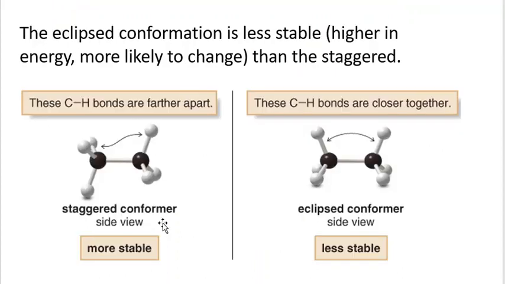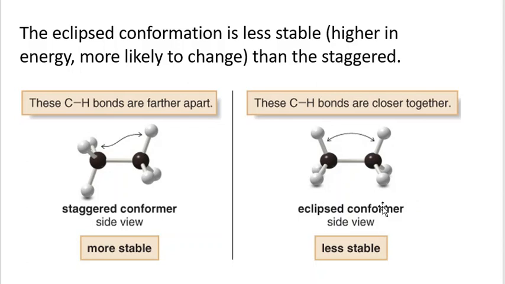So recall that there's two extremes of conformations for ethane. We have the staggered conformer, which is on the left, and the eclipsed conformer on the right. The staggered conformer, we say, is more stable and lower in energy. It's not as likely to change as the conformer on the right, which is less stable, higher in energy, and more likely to change.